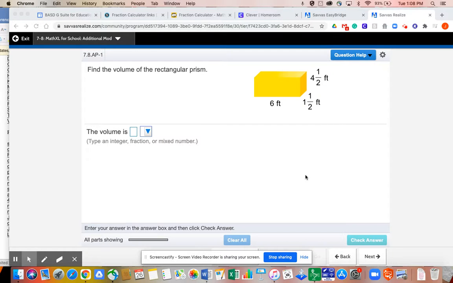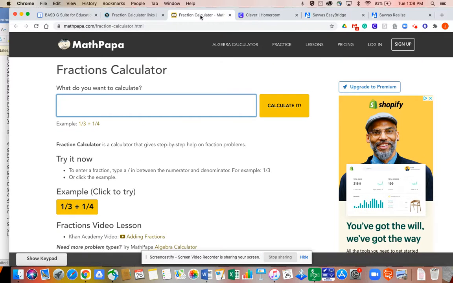Okay, this is going to be a video on how to use SAVVAS and the fraction calculator to complete area of volume problems. As you can see, the problem is on the screen. Volume equals length times width times height. So I'm going to do 6 times 1.5 times 4.5. I'm going to use the Math Papa fraction calculator.